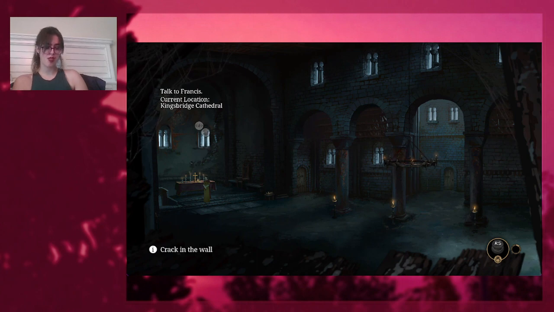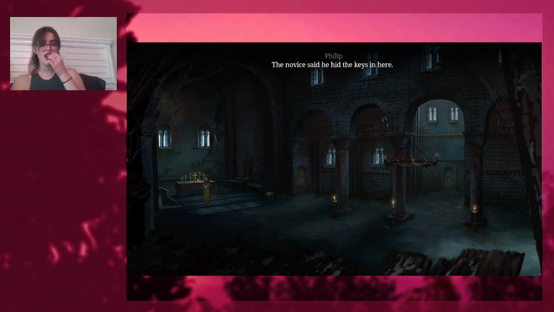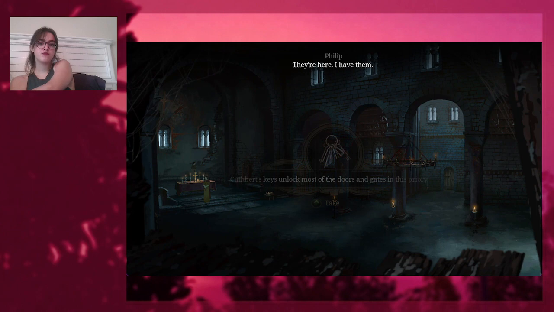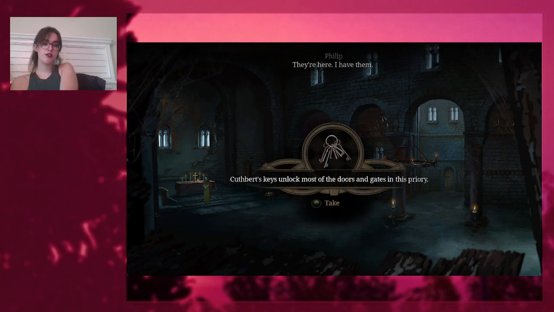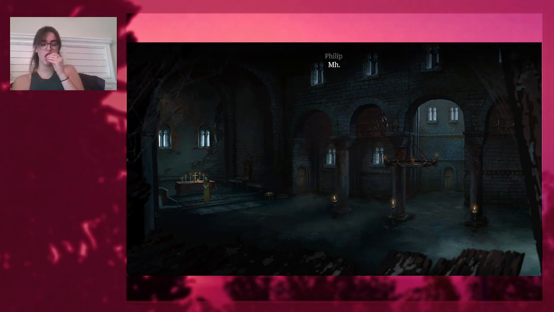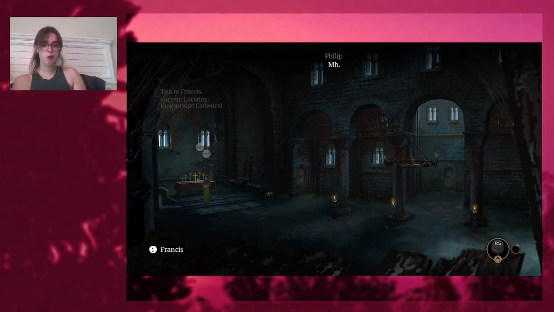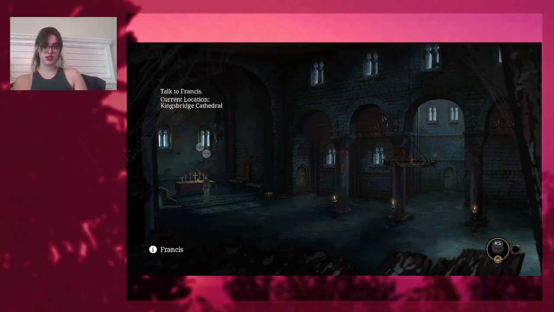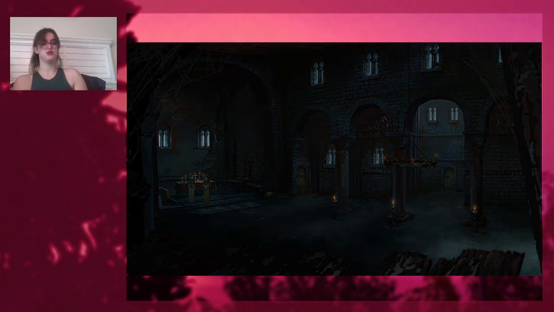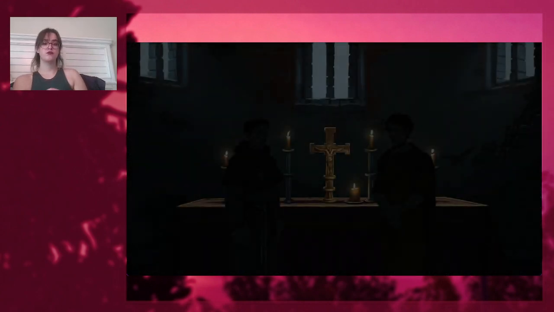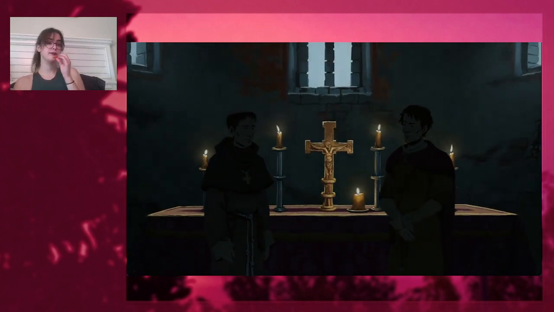Crack in the wall. The novice said he hid the keys in here. They're here. I have them. Gates. Fantastic. Okay. Let's talk to whoever this is. Francis. Okay. Oh, yes, Francis. Who wants to talk to him anyways?